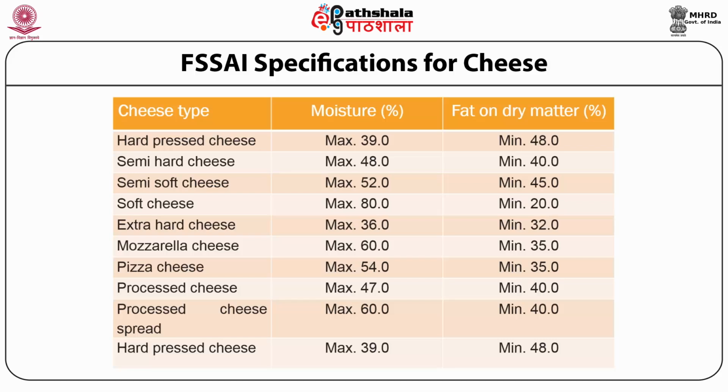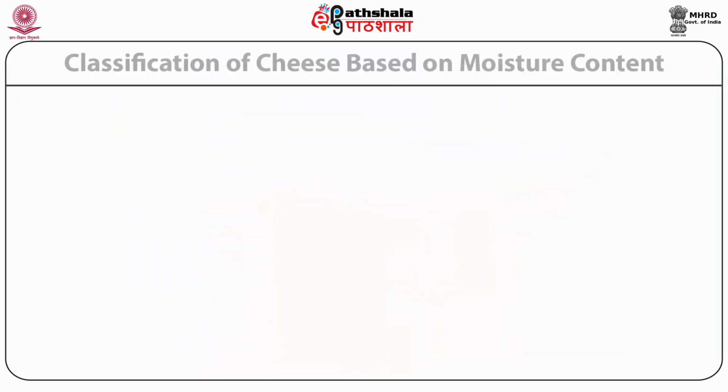And the last one is hard pressed cheese, which should have moisture content maximum 39, whereas the minimum fat on dry matter should be 48. Classification of cheese based on moisture content.